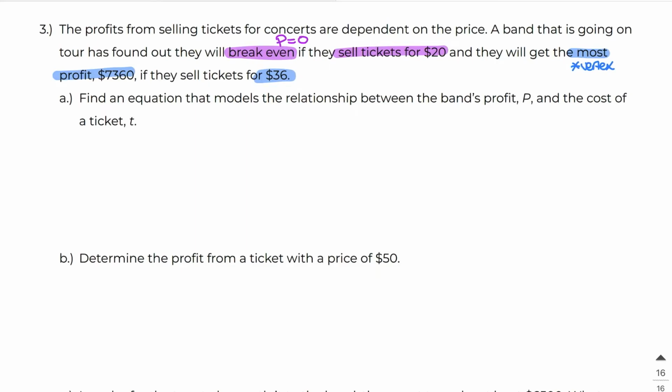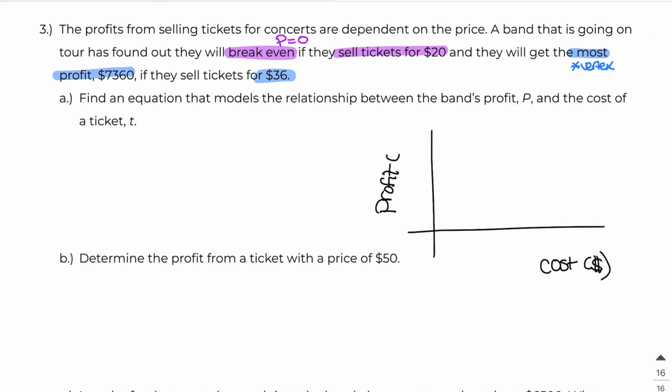Okay, and then it says find an equation that models the relationship between the band's profit and the cost of a ticket. So let's draw a sketch of what's going on here. So we know that we're comparing the profit to the price of a ticket, okay? So right here, the profit is based on the cost of a ticket. So the cost is the independent variable, and then the profit is the dependent variable, okay? And we know that if they sell a ticket for $20, so I'm just going to put 20 right here, that they will break even. So $20 means that they will break even right here.